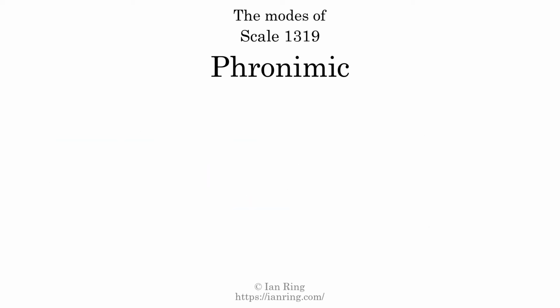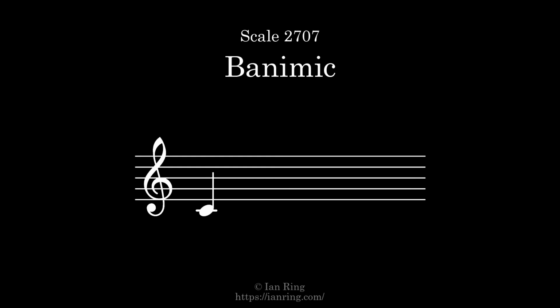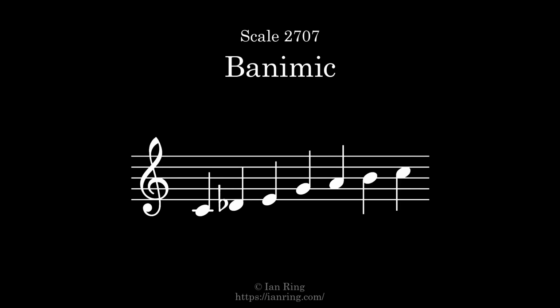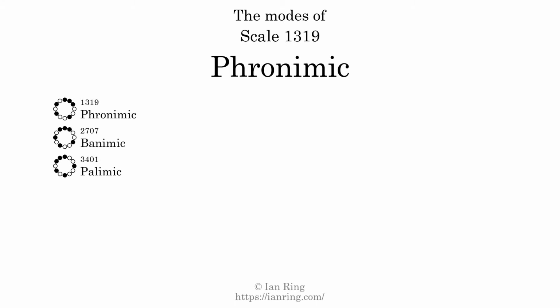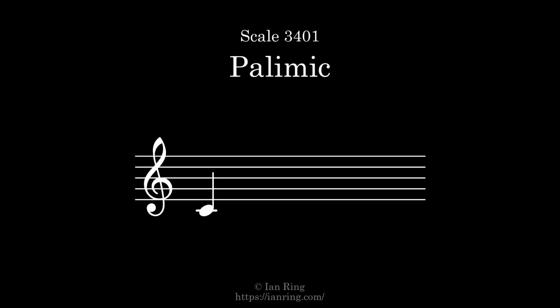This scale has 6 modes. The first mode is itself. The second mode is scale 2707, also known as Phronimic. It sounds like this. The third mode is scale 3401, also known as Phronimic. It sounds like this.